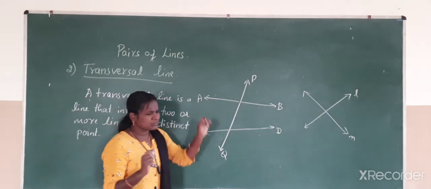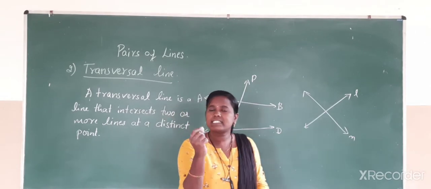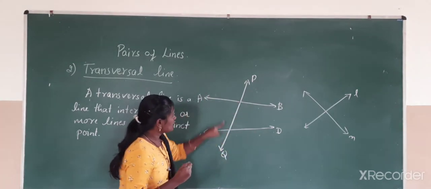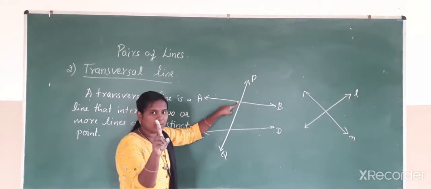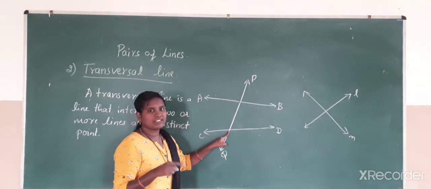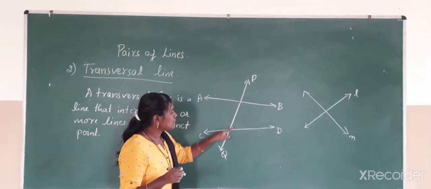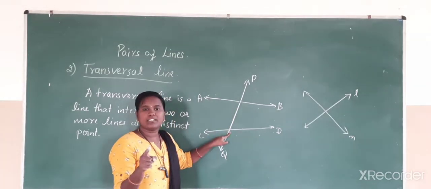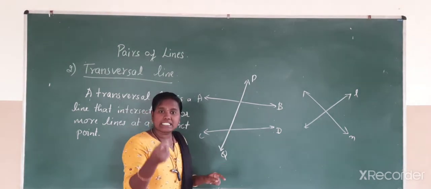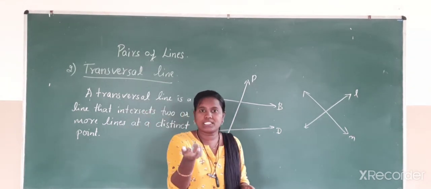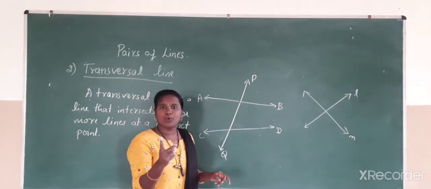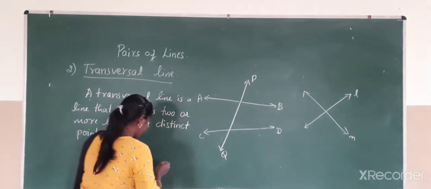What is the meaning of this distinct point? See here, PQ is intersecting AB at one point and again CD at another point. Yes. So these are called what? Distinct points. So those are differing. Distinct in the sense of vishishta. So it is meeting at 2 points. Right?